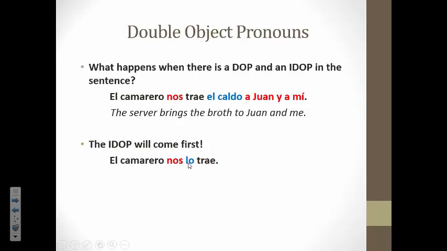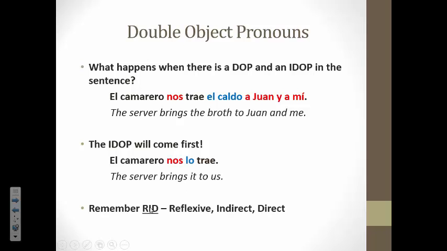You're going to have to put it after your indirect object pronoun. Okay, so when you have more than one pronoun in a sentence, they have to go in the order of RID. Okay, so that means the reflexive pronoun has to come first, the indirect object pronoun would have to go second, and the direct object would have to go last.